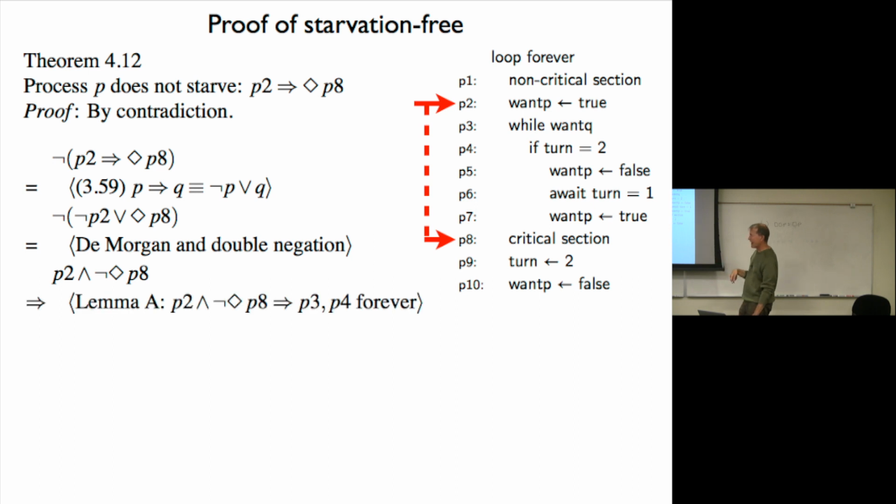And now comes a lemma that we're going to prove later. But let's assume it for now. Our style now will be to prove the lemma later, second. This lemma says that P2 and not eventually P8 implies P3, P4 forever. Now what do we mean by P3, P4 forever? We mean looping right here.